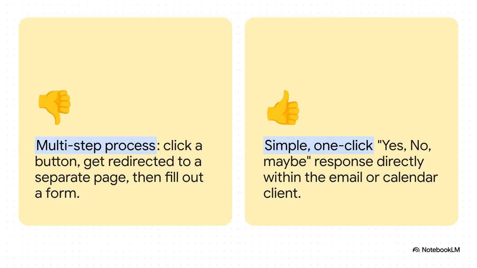And this really lays out the difference perfectly. On the one hand, you have the old way, a high-friction, multi-step process that, let's be honest, fails half the time. But on the other side, you have a real calendar invite. It just shows up. You get one simple choice right there. Yes, no, or maybe. You click one button, boom, you're done. The event's on your calendar, and the organizer instantly knows your status. It's clean, it's simple, and it just works.